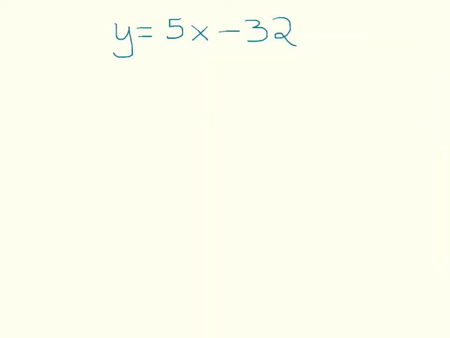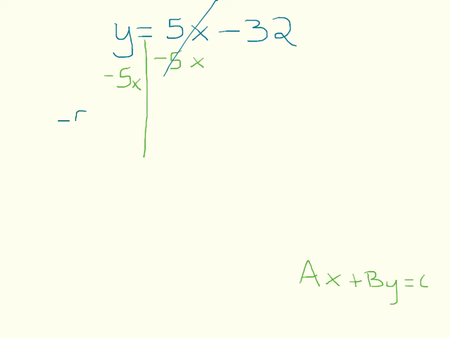Here we have an equation in slope-intercept form, y equals 5x minus 32, and we're going to rewrite it in standard form. So remember, standard form is ax plus by equals c. So in other words, we want x and y to be on the left side of the equal sign. So I'm going to subtract 5x on both sides. This leaves me with negative 5x and a positive y on the left side equals negative 32 on the right side.